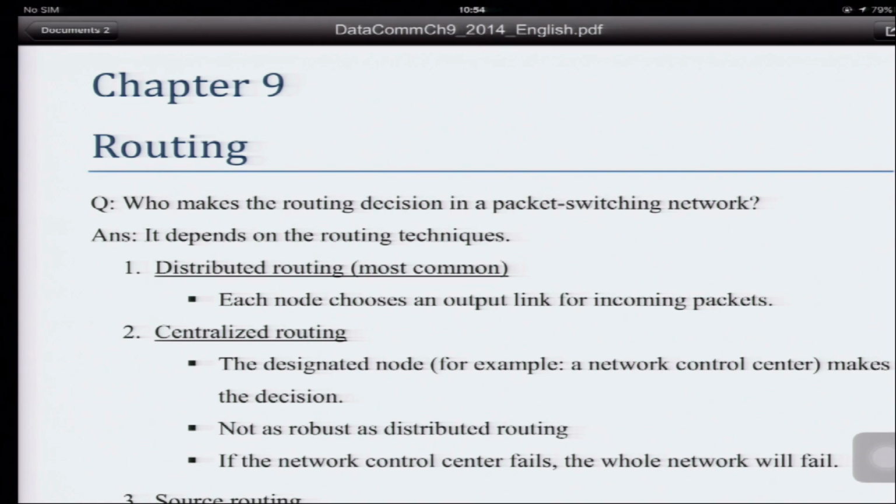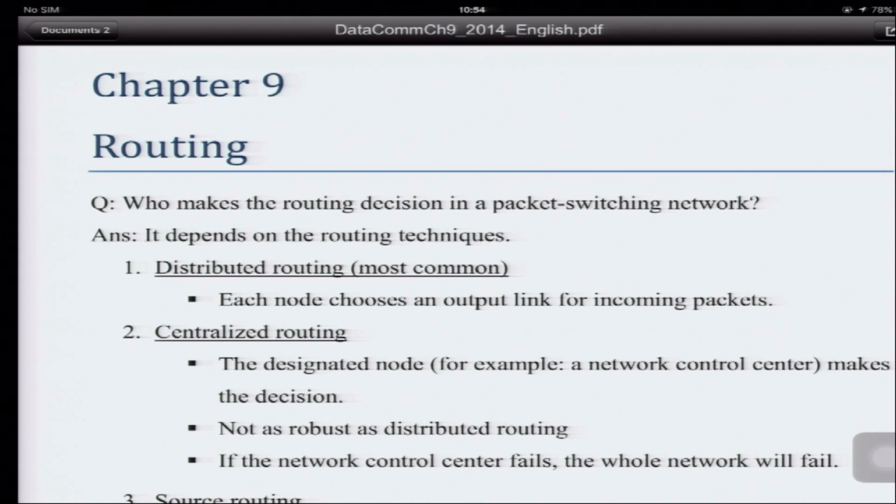We have the distributed routing, which is most common, and the centralized routing, which is less common. For the distributed routing, each node chooses an output link for incoming packets. The distributed routing is common nowadays because the node is very smart. The node is like a computer, so it can make the decision by itself.